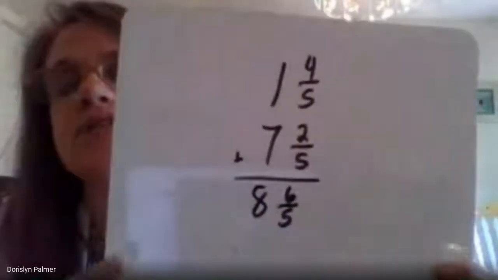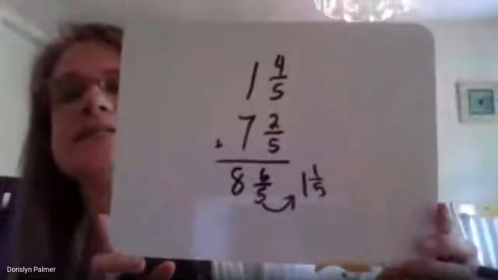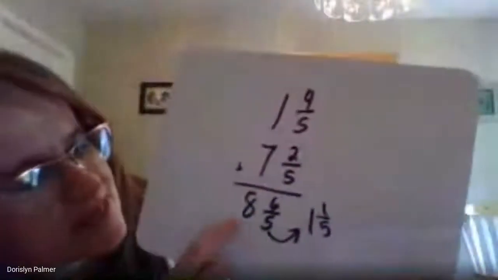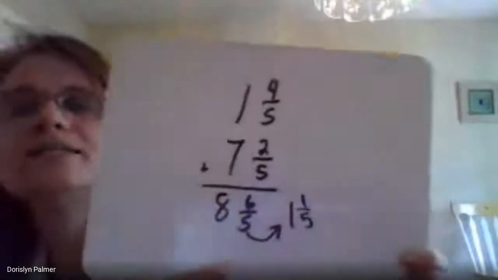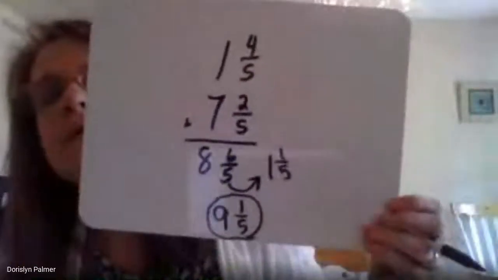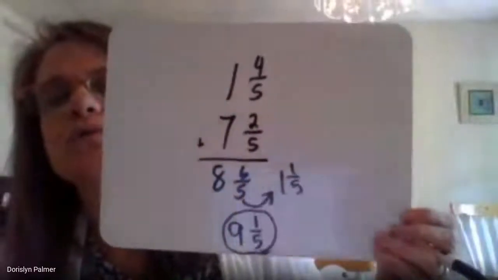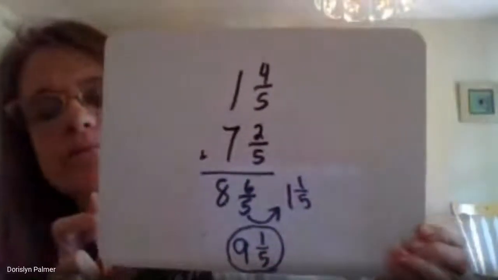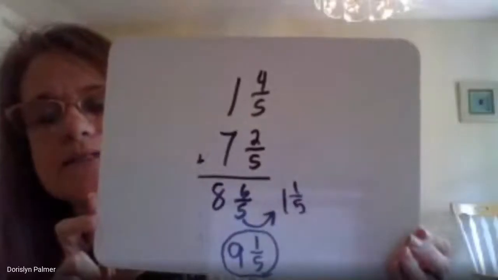6/5 equals 1 1/5. I have to turn that into a mixed number because it is an improper fraction. So 6/5 is the same thing as 1 1/5. So I'm going to put that together. I'm going to add 8 plus 1 1/5. And that's going to give me 9 1/5 for the final answer. Right, so copy that down for number 2. Mrs. Palmer, this is making no sense in my brain. Okay, we're going to do another example so it'll make more sense.